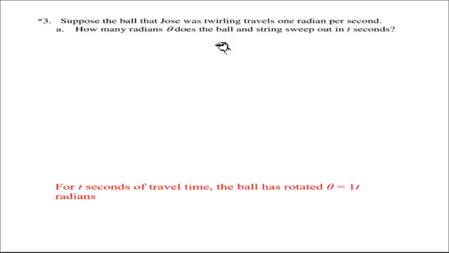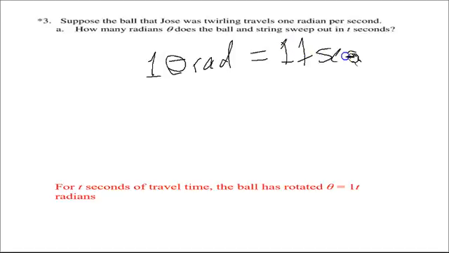All right, part 3, important question. Suppose that the ball Jose was twirling travels 1 radian per second. How many radians theta does the ball and string sweep out in t seconds? So they're telling us that the ball is traveling 1 theta in radians for 1 second in time.